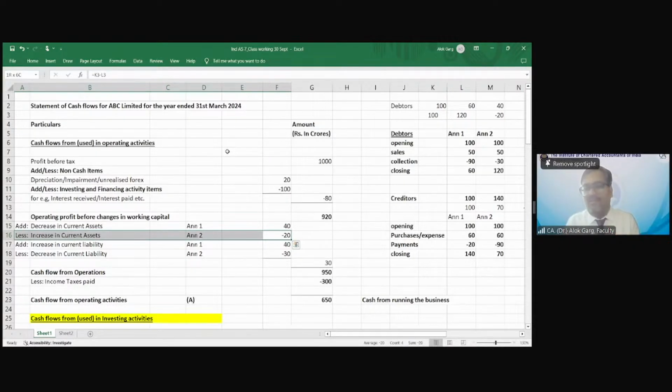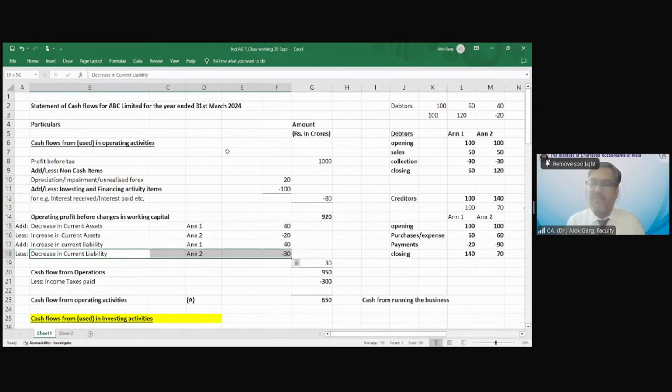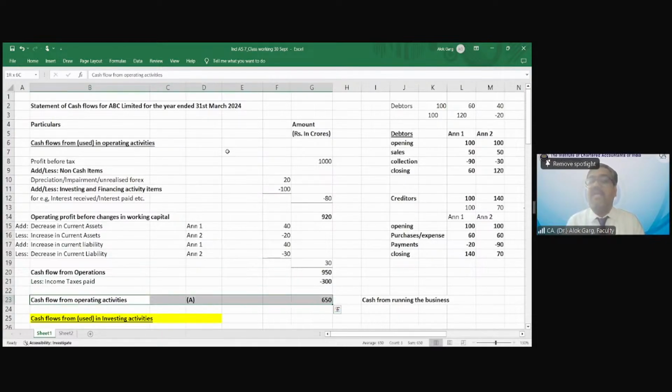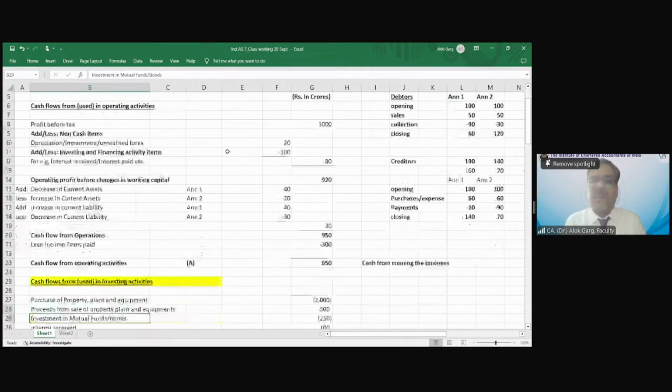Likewise, if a decrease in current asset means more cash is received, then whenever there is an increase in current liability, less cash has been paid, which means your cash will increase. So an increase in current liability has to be added, and a decrease in current liability has to be reduced. Is that clear? Yes, sir. So then it will be cash flow from operations. Then you reduce income taxes paid, and you get cash flow from operating activities. This is the answer for cash flow from operating activity.